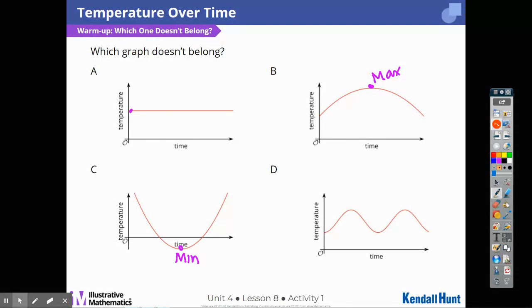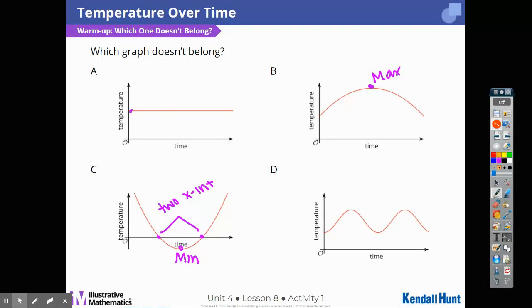And so it's also the only graph that has a negative temperature. So it's decreasing at a rate, reaches a minimum, and then increases back up at the same rate that it decreased. It also is the only graph that has two x-intercepts. So it crosses, so it has two x-intercepts. The other graphs do not even cross the x-axis.